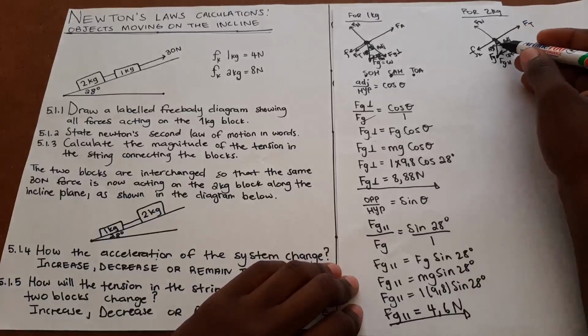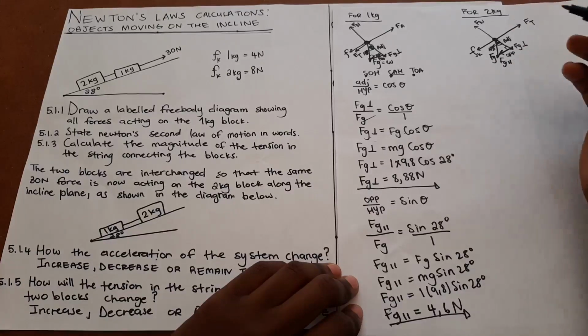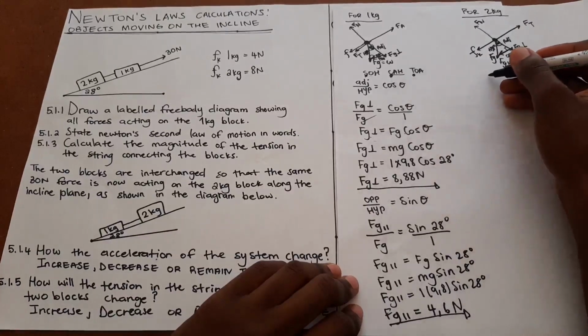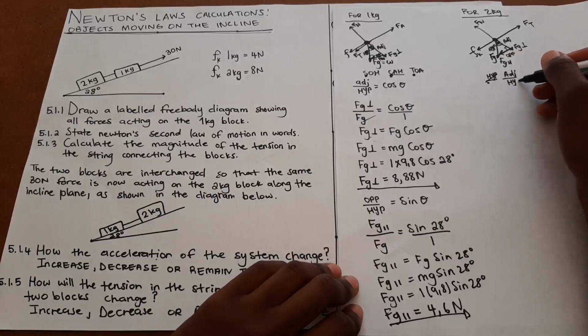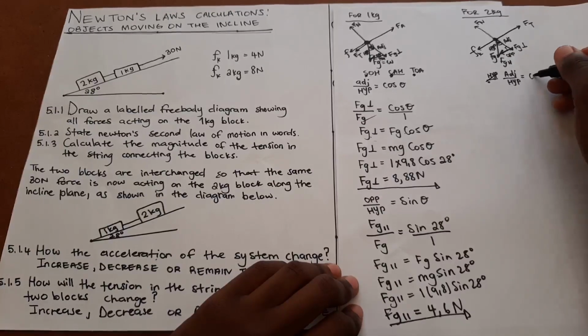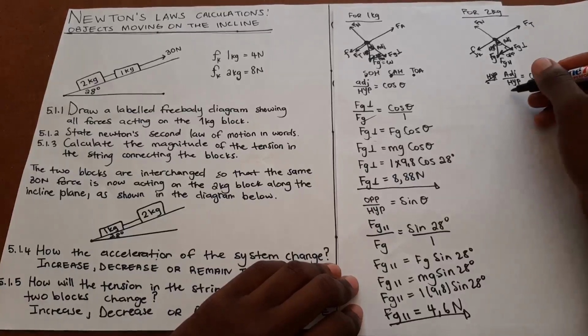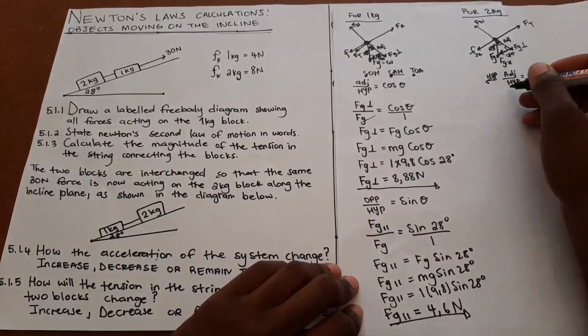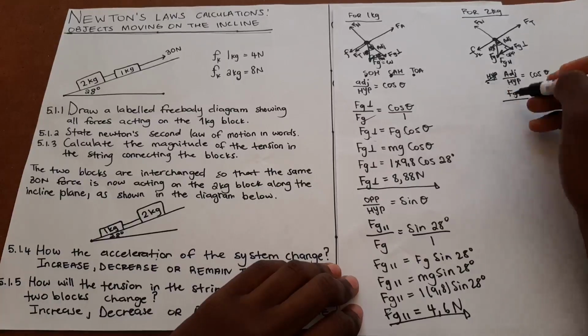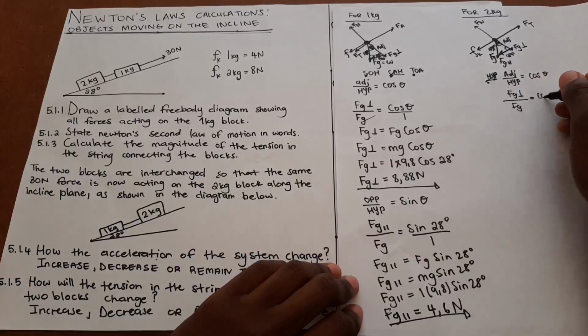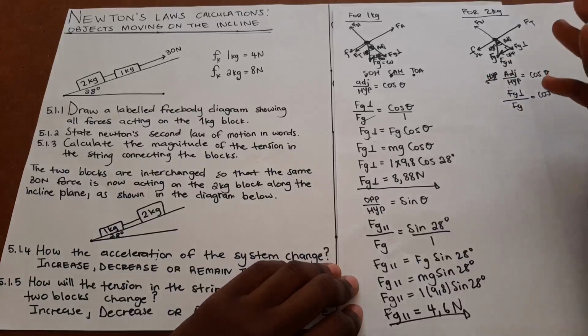Okay, so now let's look for the components. Theta is between what? It's between the hypotenuse and the adjacent, so this is cos. Adjacent over hypotenuse is equal to cos theta. What's the adjacent side there? The adjacent side is FG perpendicular, over the hypotenuse side, which is FG, is equal to cos 28 degrees.